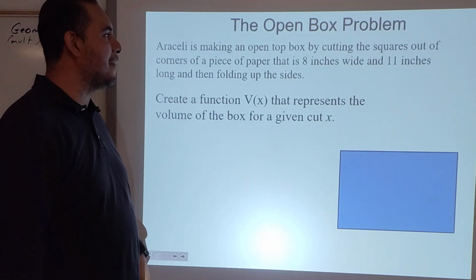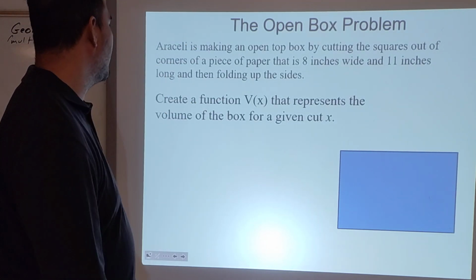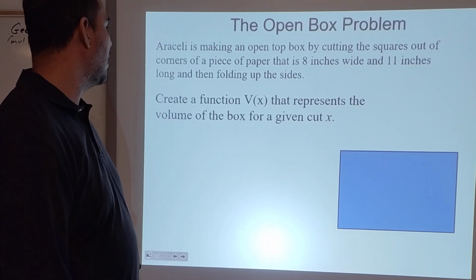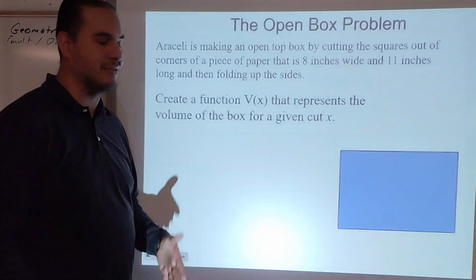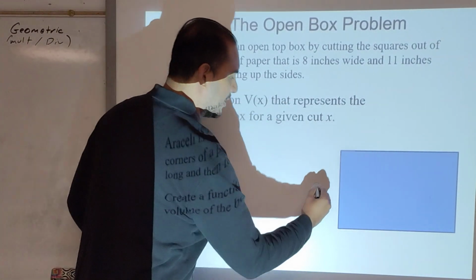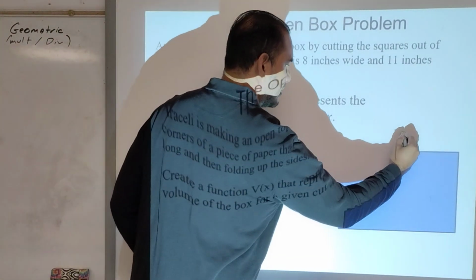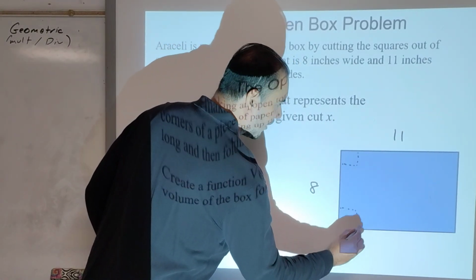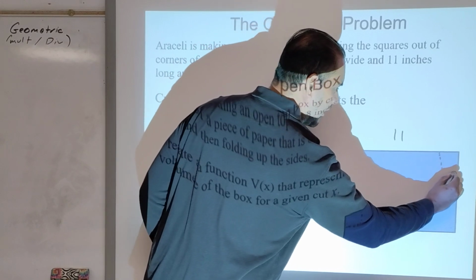Araceli is making an open top box by cutting squares out of the corners of a piece of paper that is 8 inches by 11 inches and then folding up the sides. So if we have a piece of paper like this, and one side is 8, one side is 11, we could cut the corners off, fold up the sides, and create a box.